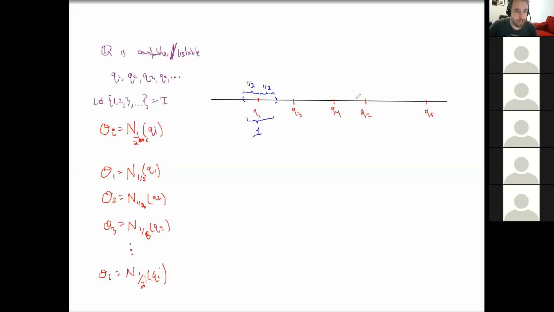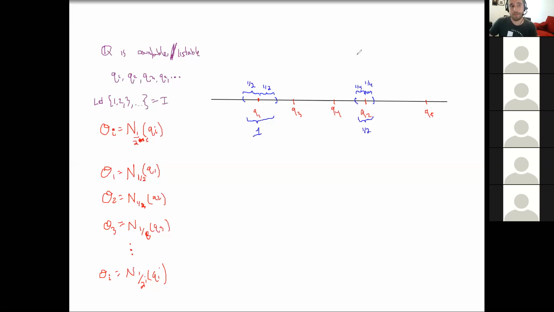Now Q sub 2, we're going to create a little epsilon neighborhood around this with epsilon equal 1/4. So that means this distance is 1/4, this distance is 1/4, and so the size of that interval is going to be 1/2, 1/4 plus 1/4.